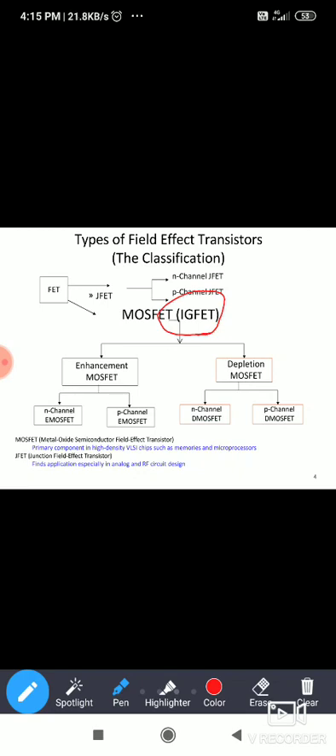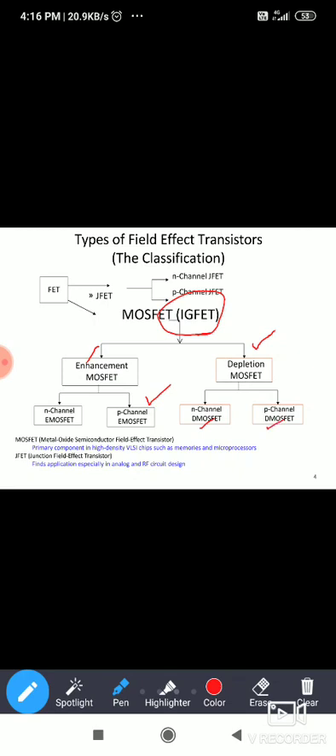Here MOSFET is again classified into two types: enhancement type MOSFET and depletion type MOSFET. Again based on the channel, N-channel enhancement mode MOSFET, P-channel enhancement mode MOSFET. Here depletion MOSFET: N-channel D-MOSFET, P-channel D-MOSFET.